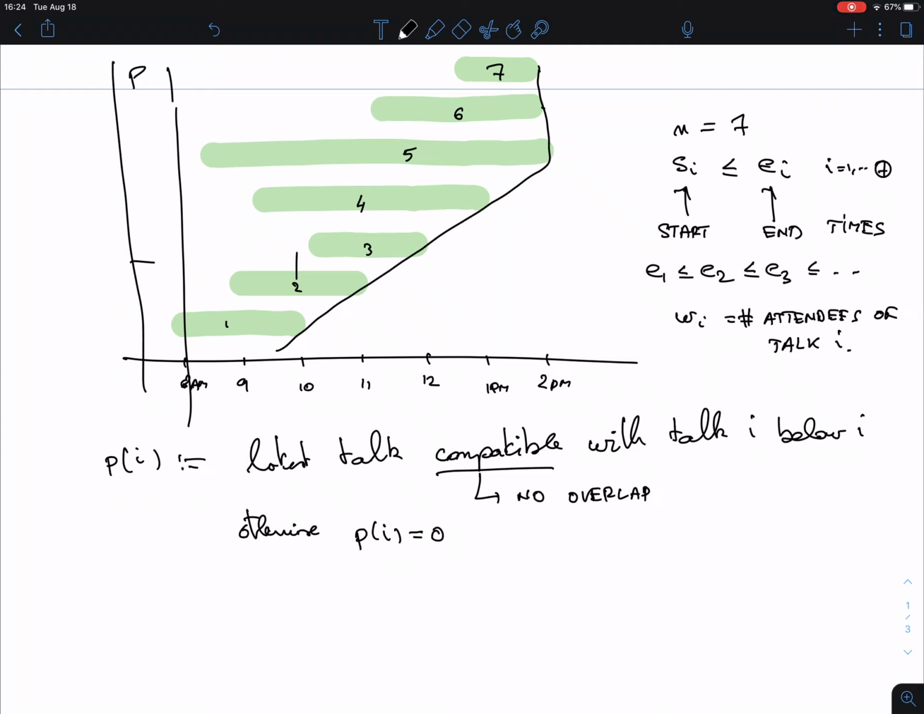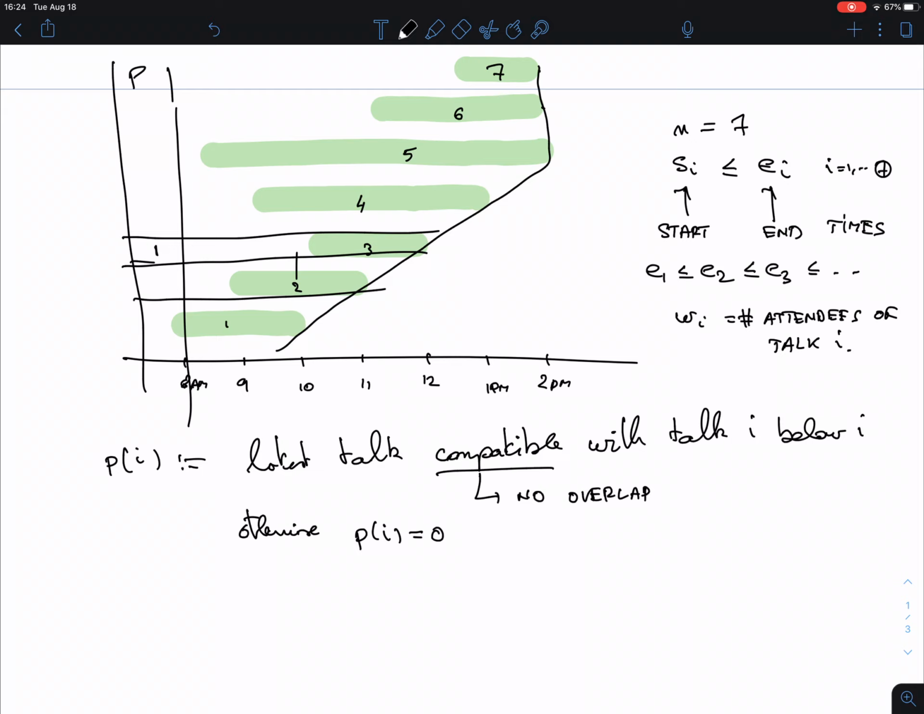Okay, so p_i, what is this p_i for p_3? Let's look at p_3. So we said, okay, 1 is compatible, 2 is not compatible. So the largest one, the latest one that is compatible with it is 1. So p_3 is 1. So what about p_2 then? Let's look at what is the value for 2. Well, there is no talk that is compatible and is below it, right?